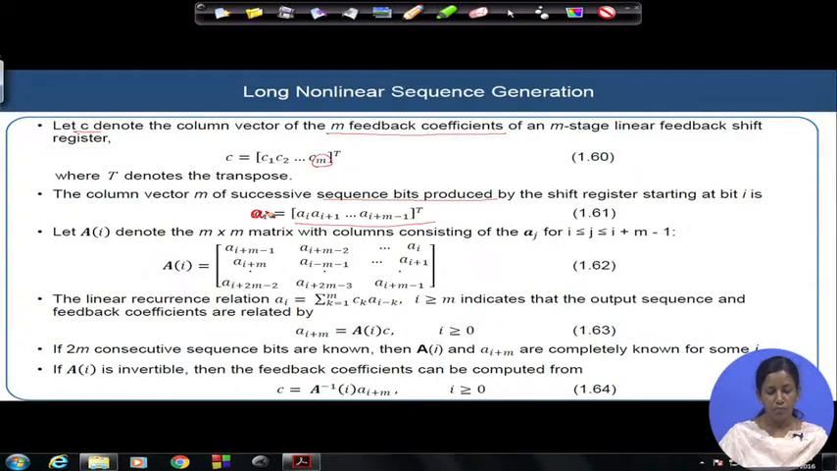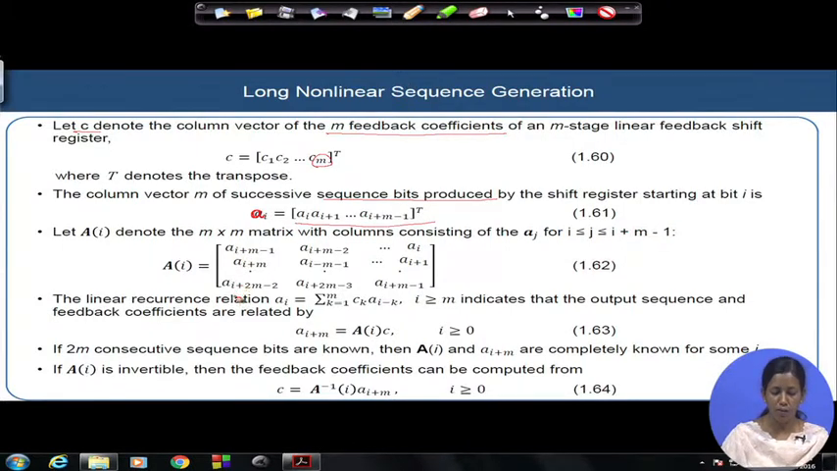And now, let us understand that capital A I is an m cross m matrix, where every column that we have put consists of a vector a j, where a j is looking like this. So, its transpose means it will be turned, and then hence it is written in a column format. But this j value starts from I, and it goes to I plus m minus 1.